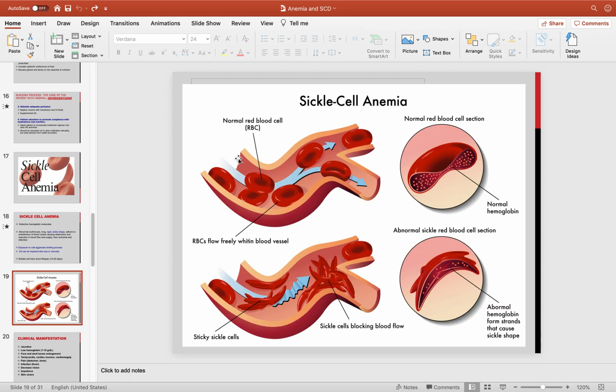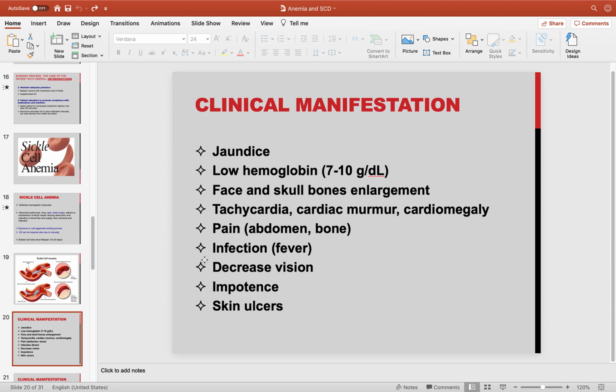For example, here you have normal red blood cells, and the shape is normal. However, here we have abnormal blood cells with a sickle shape, and because they are sticky and because of their shape, they get stuck in the blood vessels and cause ischemia. So this is some of the pathophysiology of sickle cell disease.